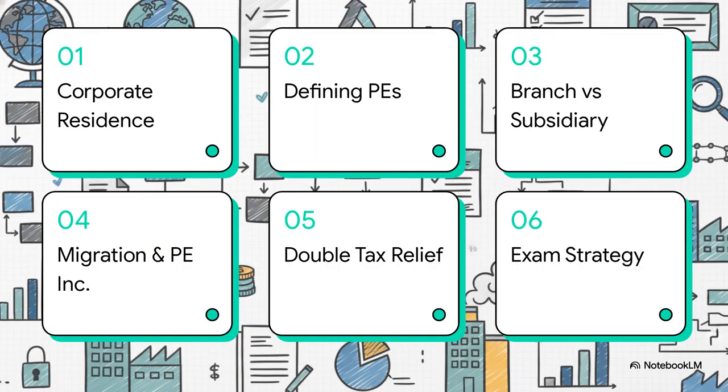Okay, let's dive into this. Here's our 6-part roadmap for today's lecture. We're starting with the bedrock, corporate residence. Then, we'll define permanent establishments, compare branches with subsidiaries, and tackle the actual mechanics of migration and incorporation. After that, we conquer the math behind double tax relief and wrap it all up with some essential exam strategy. Having this structure makes the whole journey much more manageable.